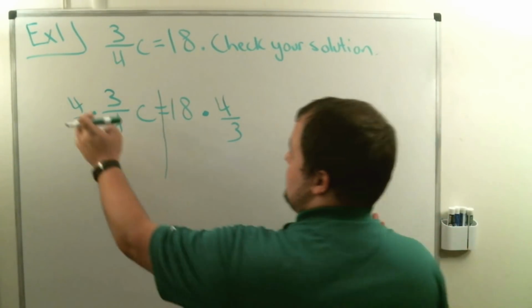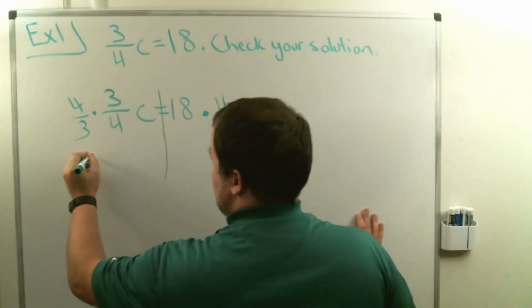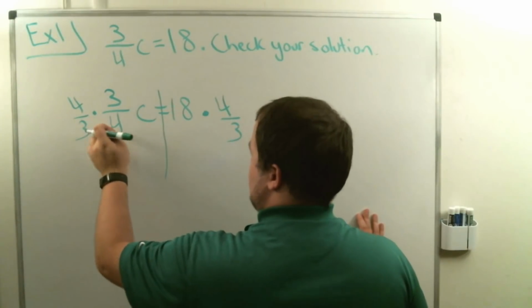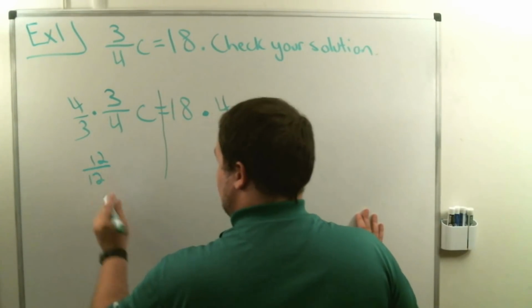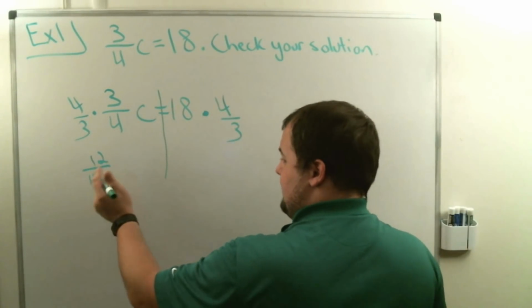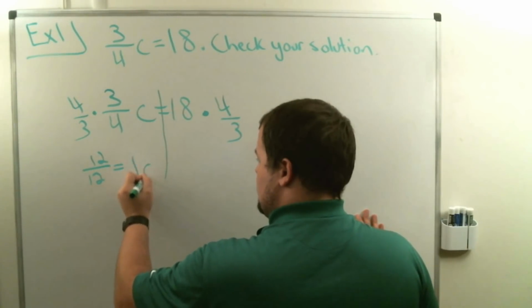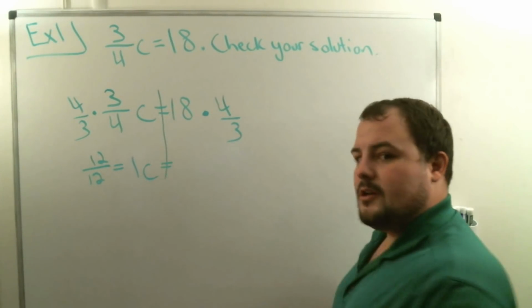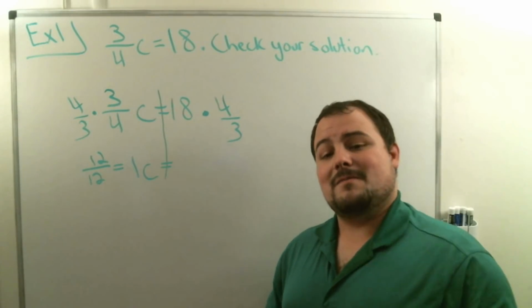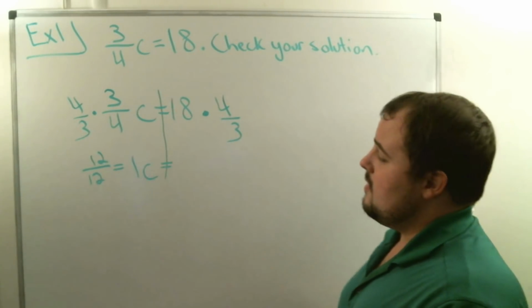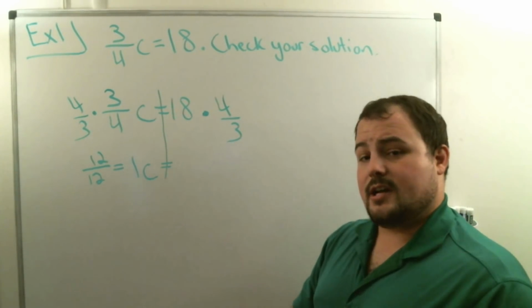Now looking at this, this says 4 times 3, that's 12. 3 times 4, that's 12. So really this is 12 divided by 12, which equals one letter C. Alright, I got 1C. I know what 1C is going to equal. It's going to equal whatever I get on the right side.